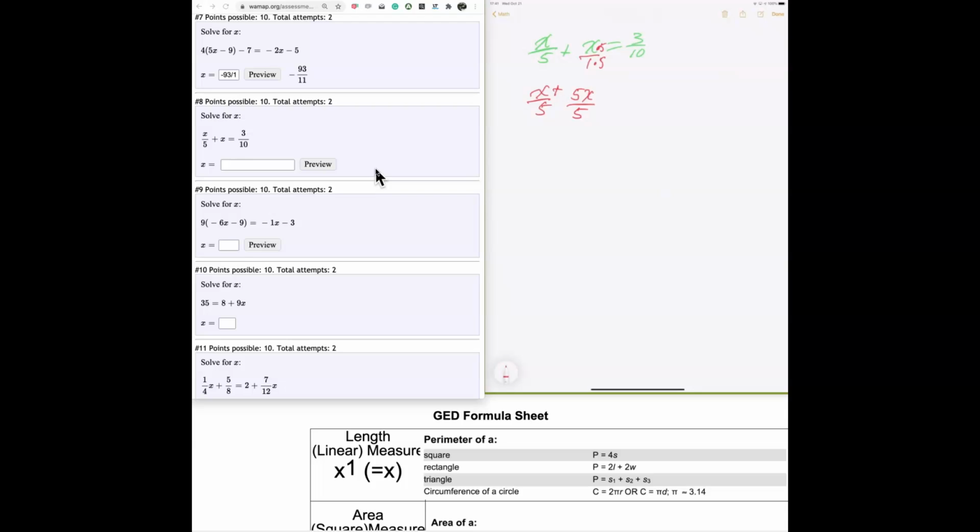And then when we add fractions, we just add the numerators together, right? So we have x plus 5x. So we could get 6x over 5. And that's equal to 3/10.